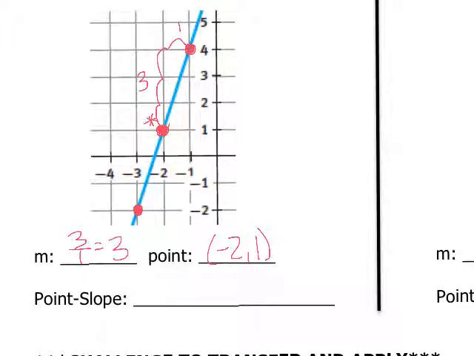A point and a slope. So what form should I use? Point-slope form, just like it asked me. Okay, so then I can put in my information.